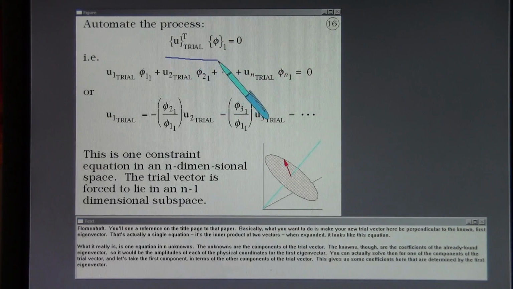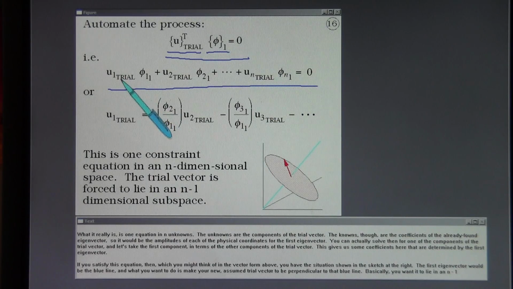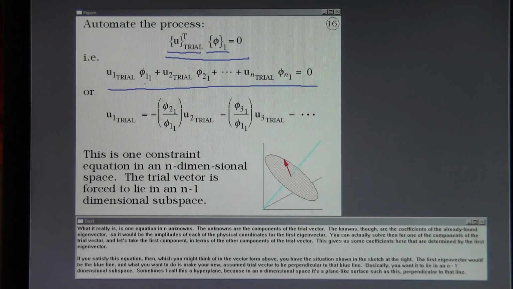Basically what you want to do is make your new trial vector here be perpendicular to the known first eigenvector. That's actually a single equation. It's the inner product of two vectors. When expanded, it looks like this equation. What it really is, is one equation in n unknowns. The unknowns are the components of the trial vector. The knowns, though, are the coefficients of the already found eigenvector. So it would be the amplitudes of each of the physical coordinates for the first eigenvector.